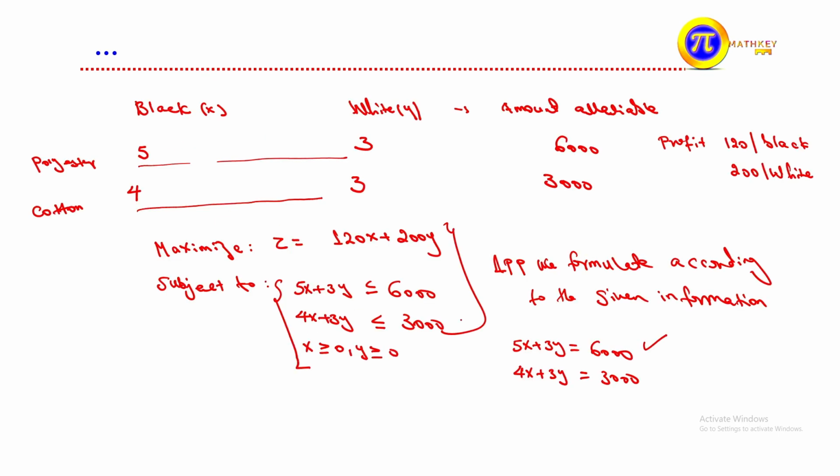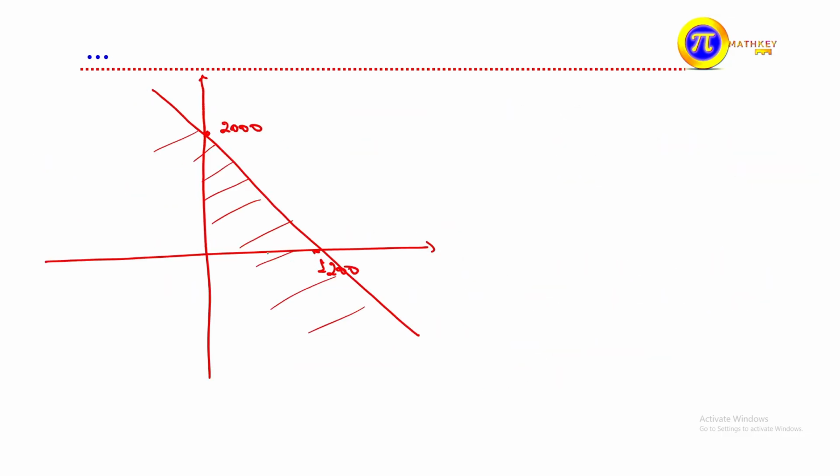When it comes to the second one, when y is 0, x is 3000 divided by 4, that is 750. Similarly when x is 0, 3y equals 3000, which means y is 1000. So let's take this is 750, here is 1000, and the line passes through the intercepts. The next one, taking the testing point 0, 0, 0 is less than or equal to 3000, so the region is this one. The other ones, x is greater than or equal to 0, y is greater than or equal to 0, that means the region here is this one.